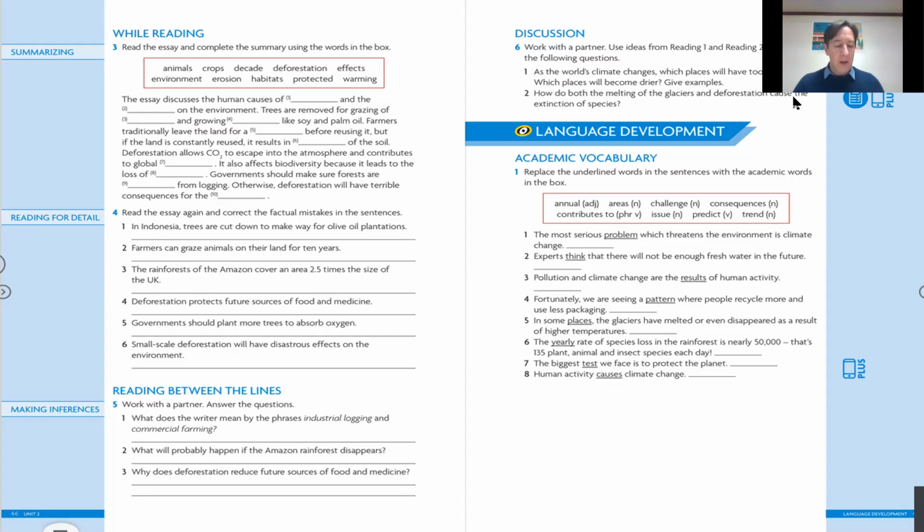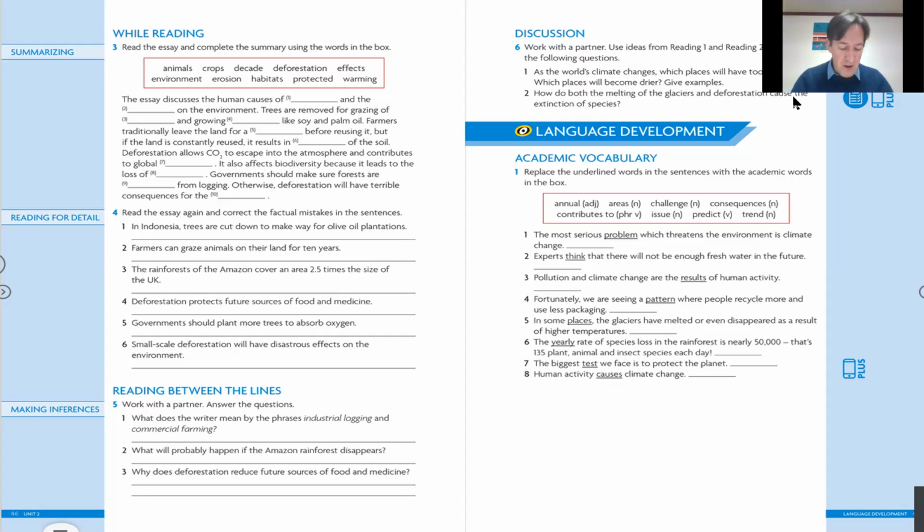That is the mistake. Number 2, farmers can graze animals on their land for 10 years. Right. Where was that one? That was also in paragraph 2, but this is in the second half. Normally, it takes around 10 years for cleared land to recover. So look before that sentence. However, after 2 or 3 years, the land can no longer be used. 2 or 3 years. Number 2, farmers can graze animals on their land for 2 or 3 years.